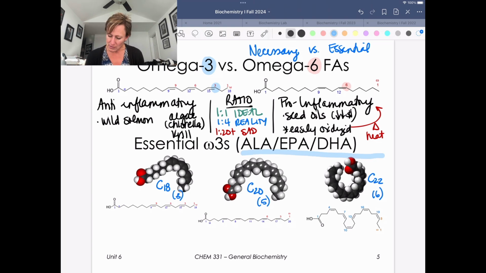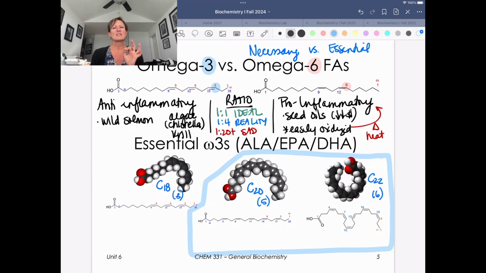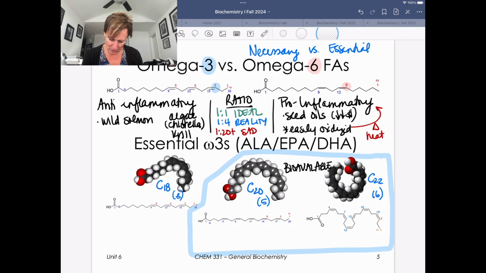Now, I will highlight too that when we talk about all of these fatty acids, one of the things that we'll spend a good bit of time talking about when we learn about vitamins is which of these are the bioavailable form or the bioactive form. So I will highlight here that it's really the C20 and the C22 fatty acids that are the bioavailable forms that are the essential omega-3s that we need. So these guys are the bioavailable. I cannot spell bioavailable.